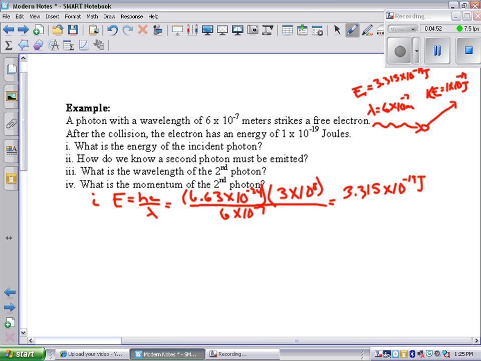Okay. Now, part 2. It says, how do we know a second photon must be emitted? Because I didn't say it in the problem, I didn't put it on my diagram, but now it's obvious that there has to be one. Why? Energy has to be conserved, and the photon coming in has 3.315 times 10 to the minus 19th. The kinetic energy of the electron after the collision is less. Where does the other energy go? It turns out it goes into this second photon. So we'll draw that in here, label it photon 2, and we're going to say that the question was, how do we know a second photon must be emitted? It's because energy must be conserved.